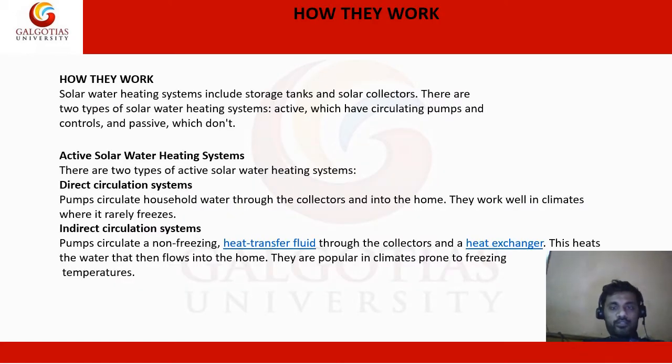The second objective of today's lecture was all on how they work. Solar water heating systems include the storage tanks and solar collectors. There are two types of solar water heating systems. One is called the active system, which will have circulating pumps and controls, and the other is called passive, in which they don't have the circulating pumps and controls. Now talking about the active solar water heating system, there are two kinds: one is called a direct circulation system, and the other is called an indirect circulation system.